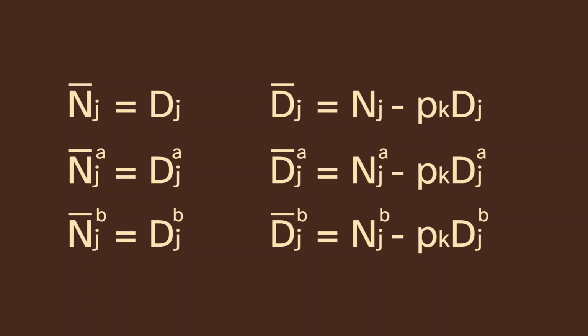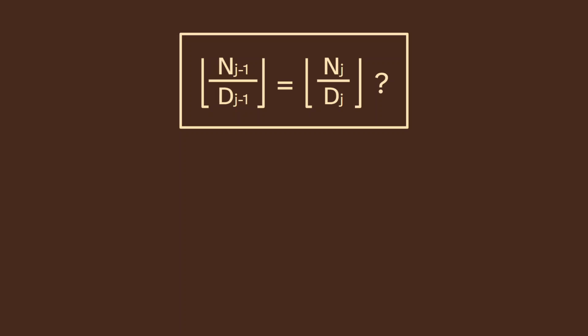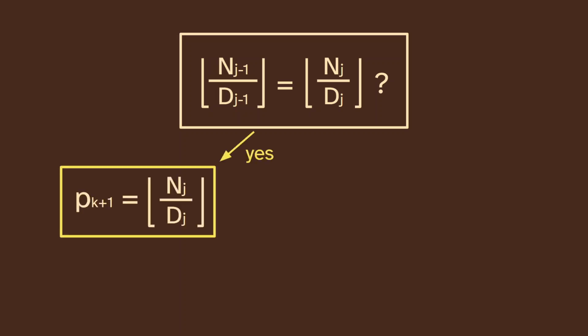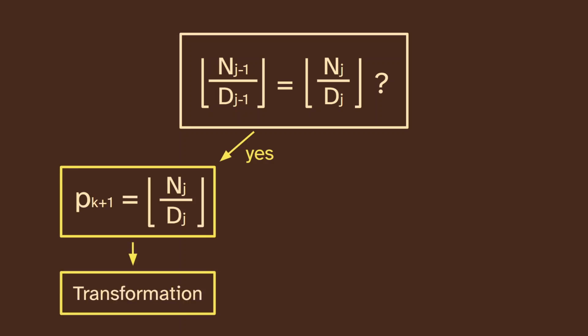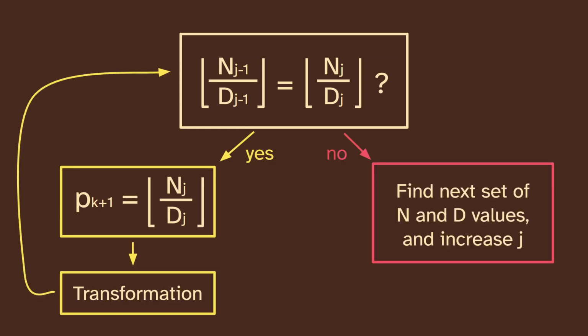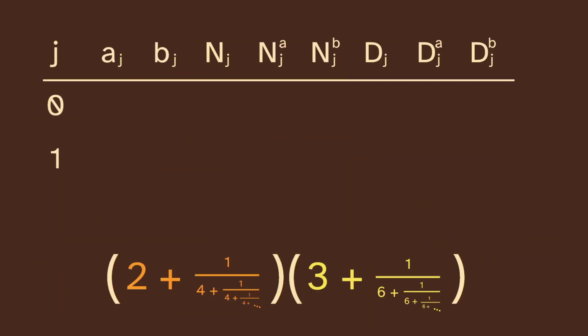And so this gives us a method for finding the product of continued fractions. At any given step, we check to see if the floor of the last two terms are equal. If they are, we take that floor to be the next p term, and then perform that transformation, and then check again. If they're not, we find the next set of n and d values, and then increase j. And then we check again. So let's take a look at how this works for our starting problem, root 5 times root 10.